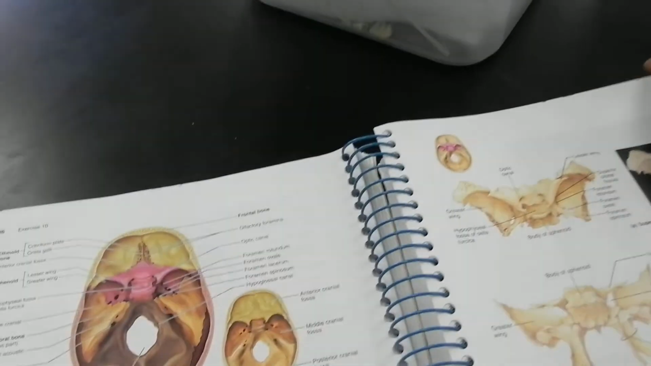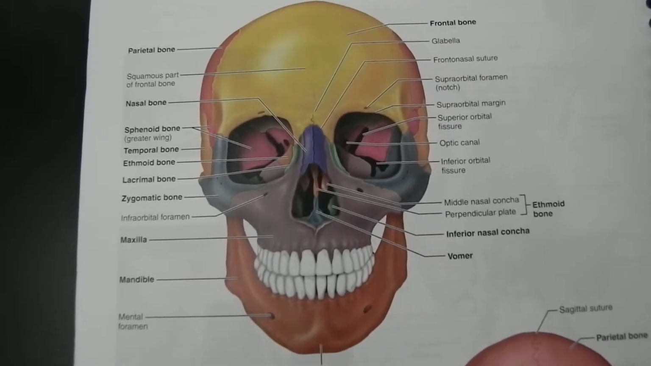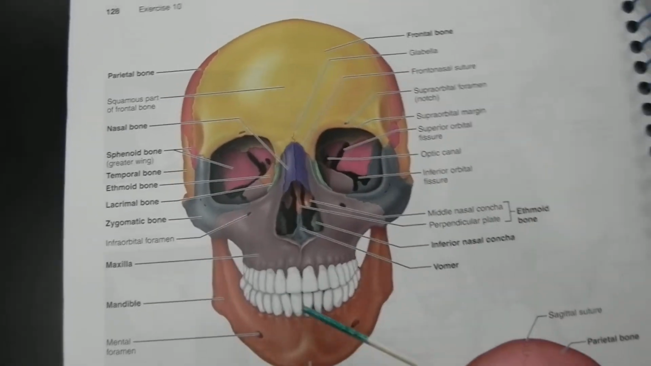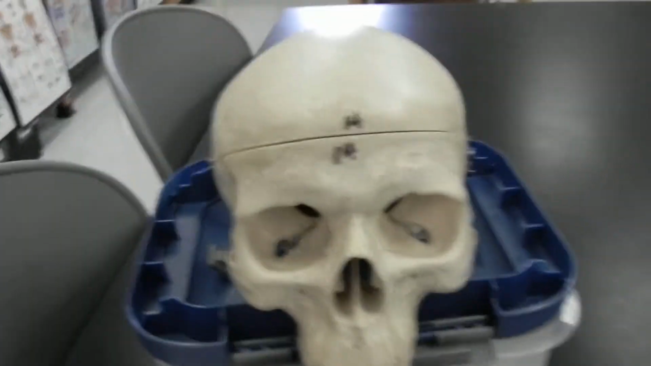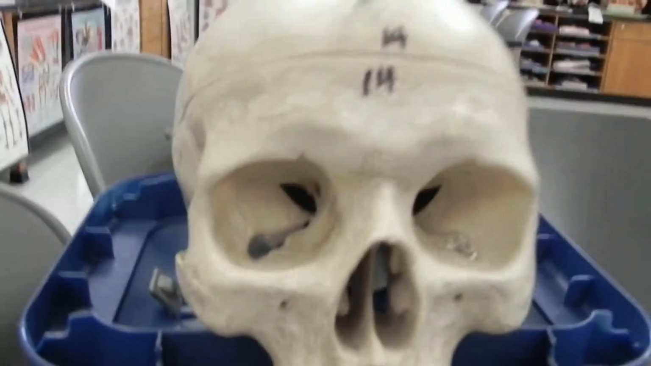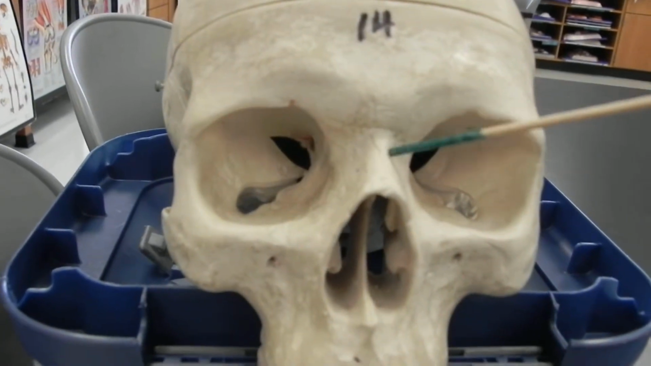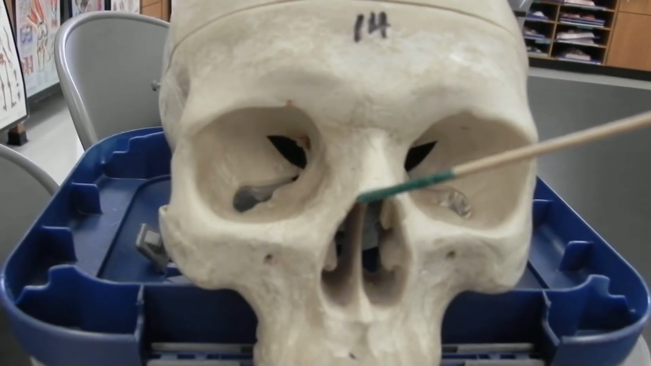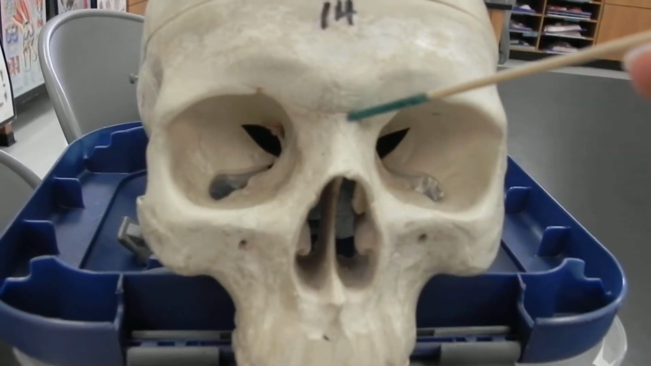If you turn your books, one more page here, turn your books to page 128 in your lab manual. We'll go over the facial bones. So again, here's our skull. We have our frontal bone here. Okay. And then we have the nasal bone. So there's two little nasal bones. Between the nasal bone and your frontal bone, there's a suture. It's called the frontal nasal suture, located right there.